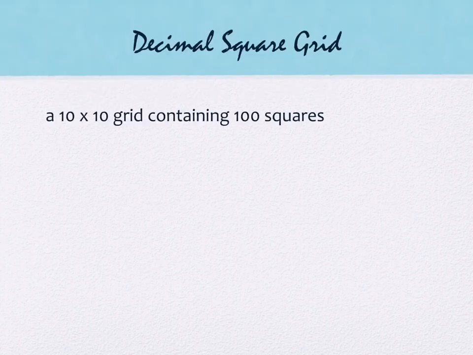Decimal square grid. A decimal square grid is a grid that's 10 by 10. So 10 rows, 10 columns, so therefore it would contain 100 squares. And we're going to draw one.